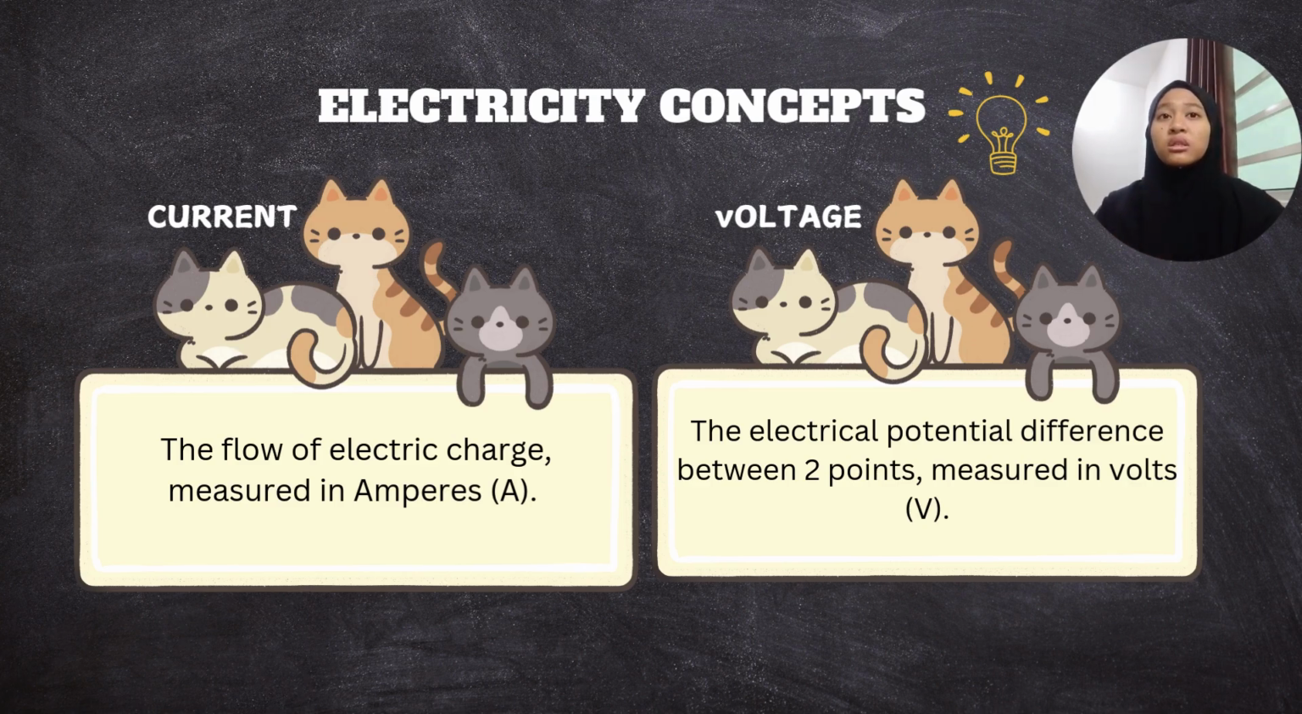In direct current circuits, electric charge flows in a single direction. This is the type of current used in batteries and many electronic devices. And alternating current. In alternating current circuits, electric charge periodically changes direction, reversing its flow at a specific frequency. This is the type of current used in most household outlets.